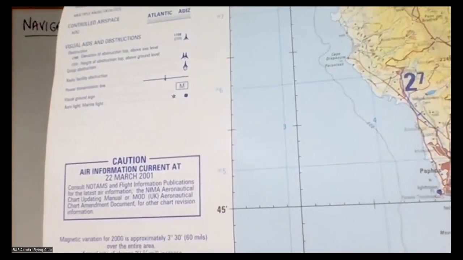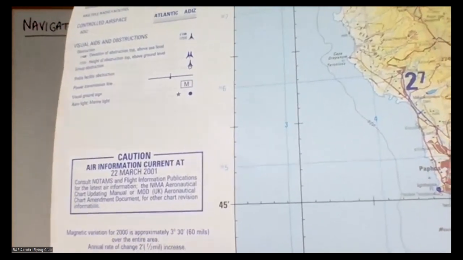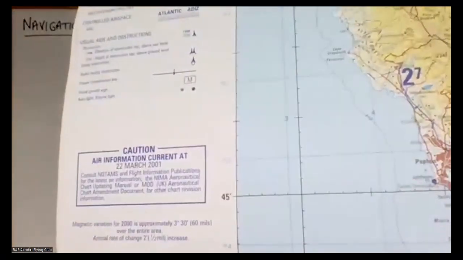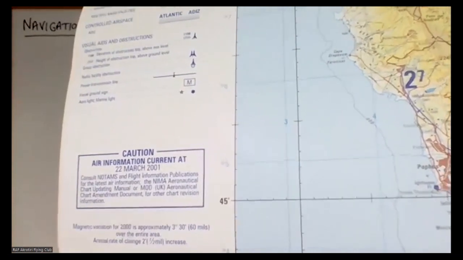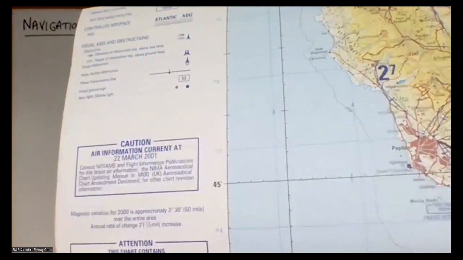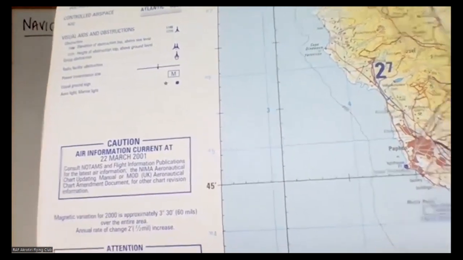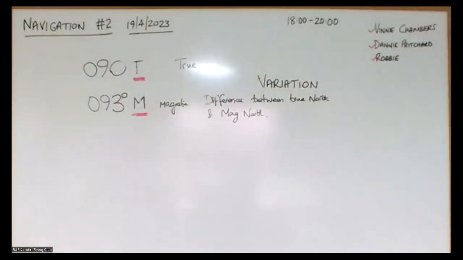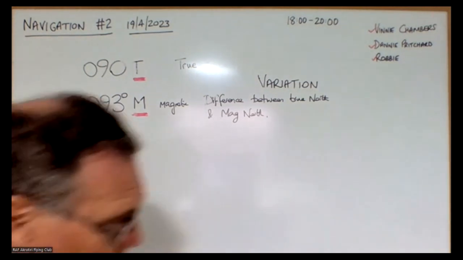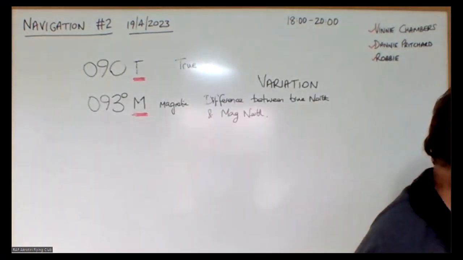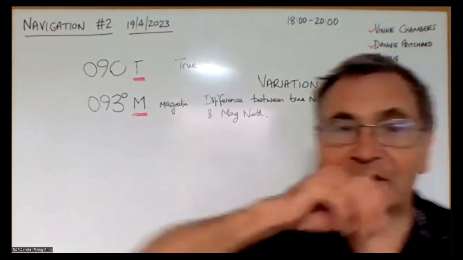So that means the magnetic, here we go. So magnetic variation for the year 2000 is 3 degrees 30. 10 years on, that's another 20. So that means we could probably say that the magnetic variation for the whole of Cyprus is going to be about 4 degrees. Yeah. That's for Cyprus.